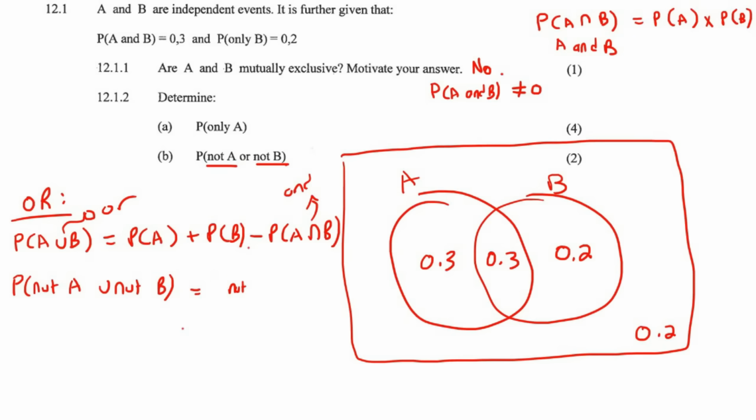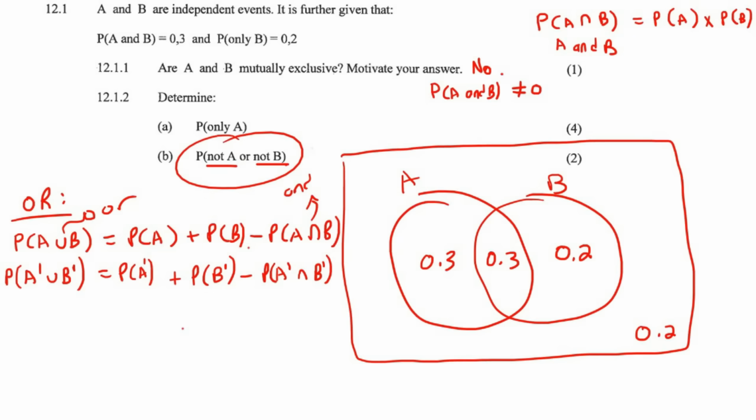Oh, I'm going to run out of space. Okay, I'm going to try to squeeze it in here. So, guys, for my not A, I'm going to put a little line like that. That means not. Okay? Not B. Okay, because that's what they wanted. This is just the generic formula that we have on our formula sheet.